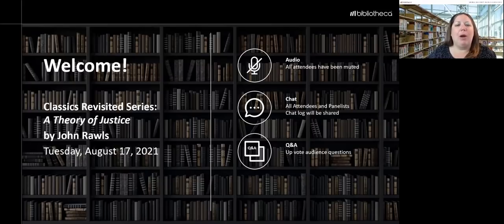Published in 1971, A Theory of Justice was John Rawls's seminal work that really changed the face of 20th century political philosophy, and a lot of discussions have happened since then. He was honored by President Clinton in the later part of the 20th century, and he is just an interesting philosopher in this time period.